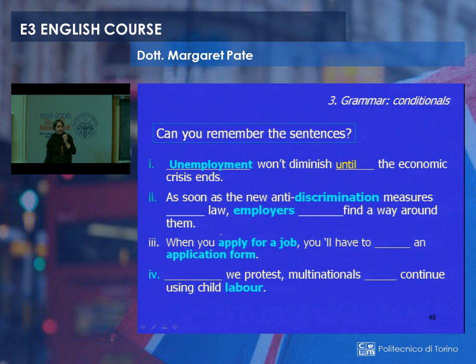Until. Okay. And the next one we've already put in, measures. What was the missing verb? Become. Future. Well, when you apply for a job, you'll have to fill in. We're getting tired, it's the end of the day. Okay, unless we protest, multinationals will continue.